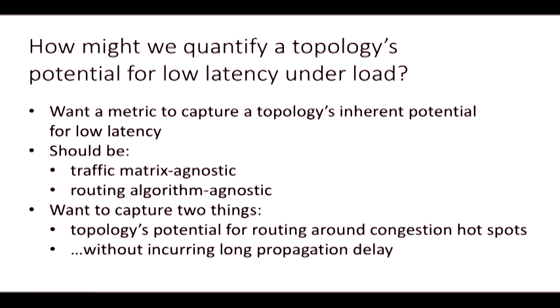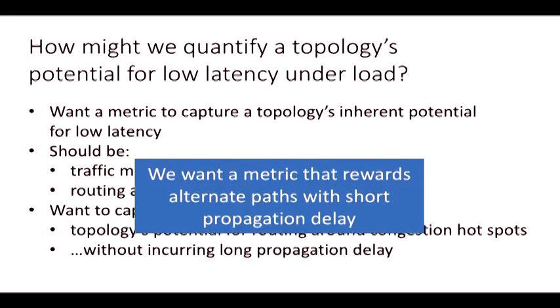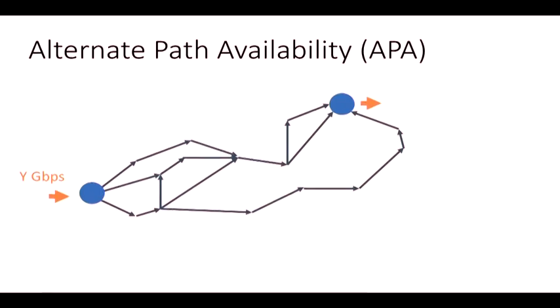We want to capture two things. We want to capture the topology's potential to route around congestion hotspots. And we want to be able to do so without incurring long propagation delay, because long propagation delay is against low latency. Okay, so essentially what we want is a metric that rewards alternate paths with short propagation delay. Okay, so let's see how we're going to get a metric like that.